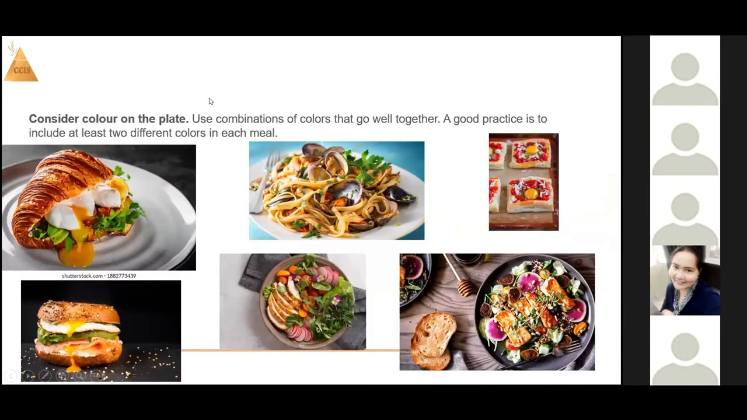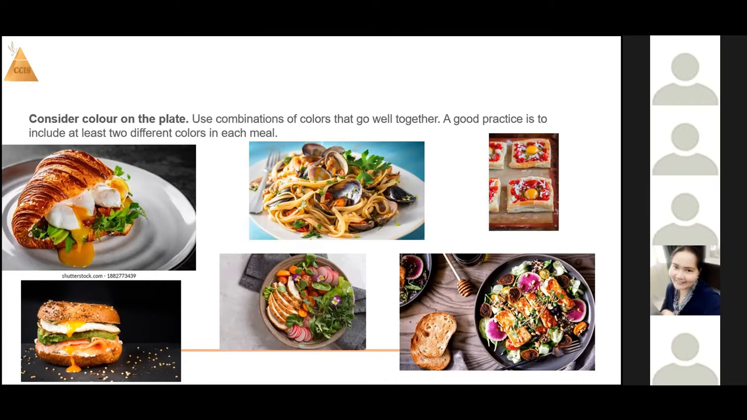Then next one. So the color that we have on the plate, consider what you're actually going to be serving, what the person is going to be seeing. So if we look at the picture there, we have a croissant with poached egg. We also have some crunchy lettuce, avocado, and then you have the color of the actual croissant. So all this you need to obviously consider.